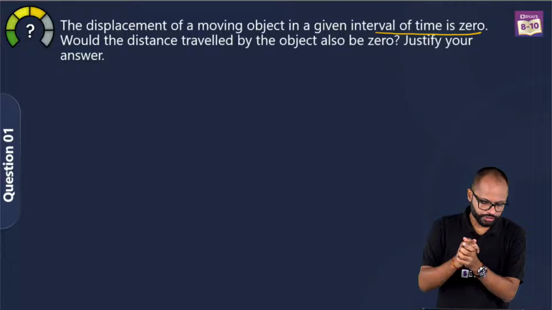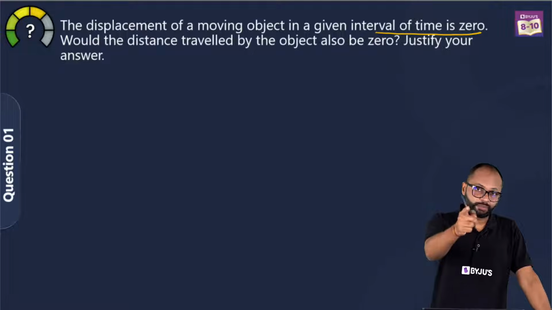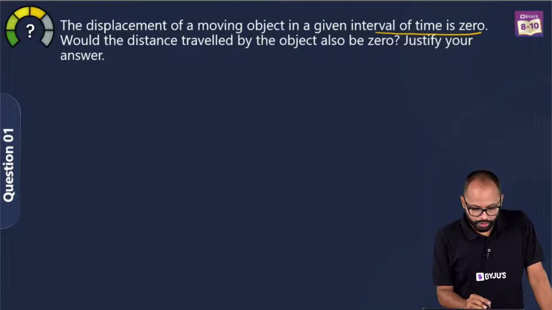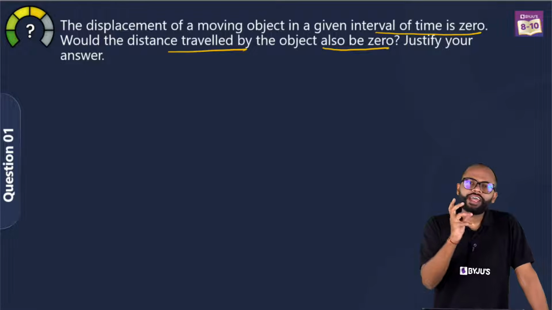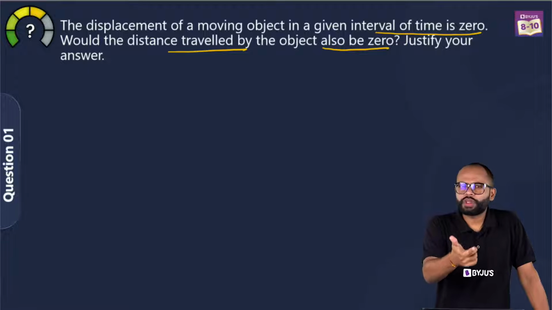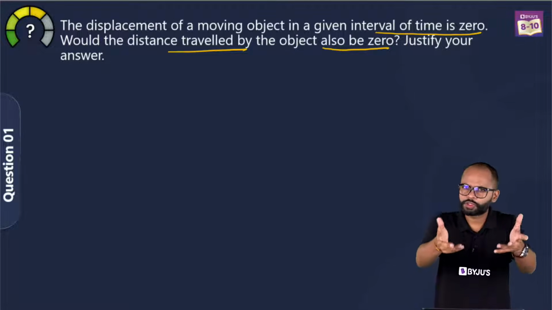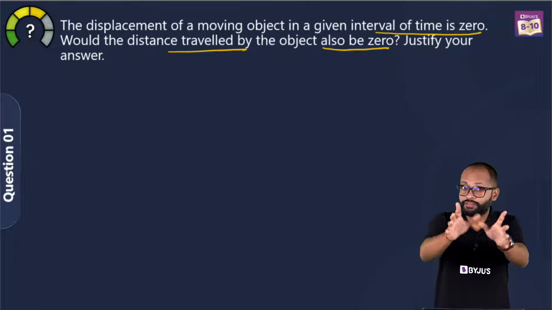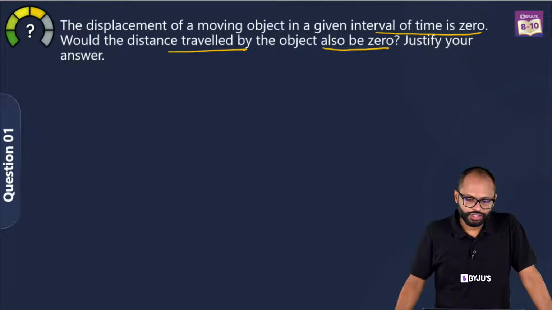Come on, guys. Let's do this question. The displacement of a moving object in a given interval of time is 0. Would the distance traveled by the object also be 0? Justify your answer. If I were to ask this question differently, the question is talking about the relation between distance and displacement, right? So, are we clear with this concept? If we are clear, we can answer it. Come on, let's try it.